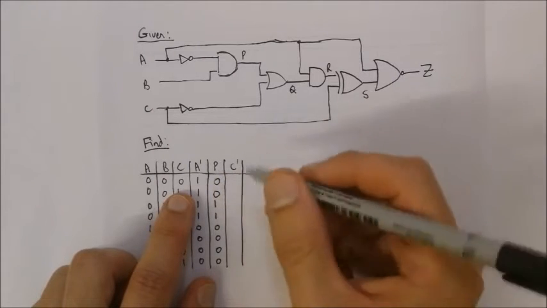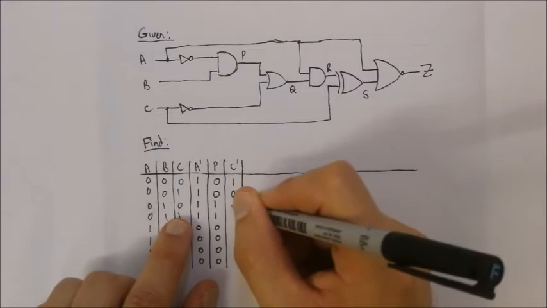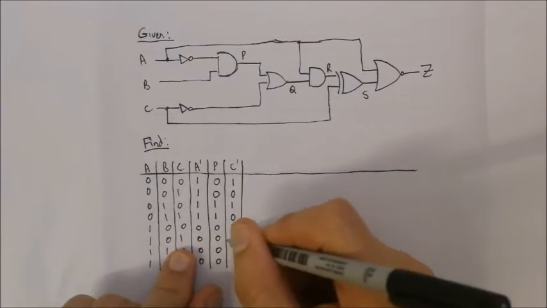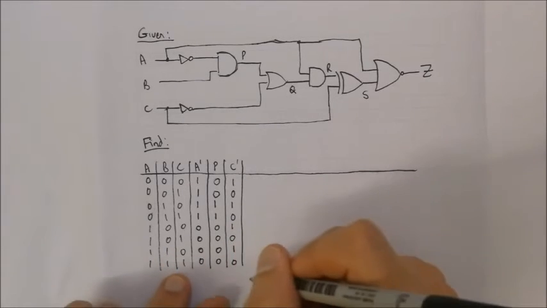So C naught is, that's a 0, so that would be a 1. That's a 1, that would be a 0. That's a 0, that would be a 1. That's a 1, that would be a 0. That's a 0, that would be a 1. That's a 1, that would be a 0. That's a 0, that would be a 1. That's a 1, that would be a 0.